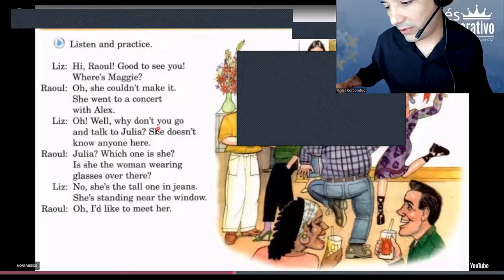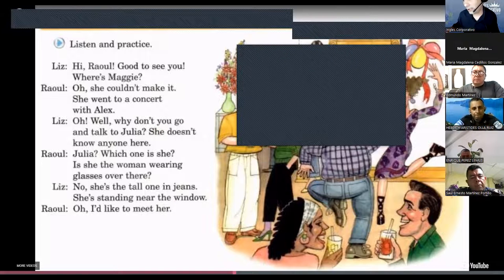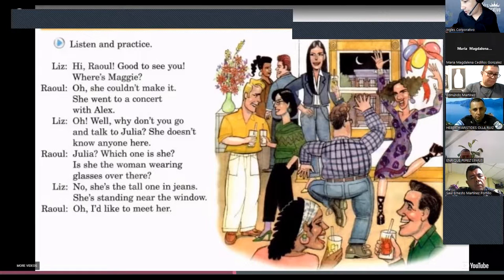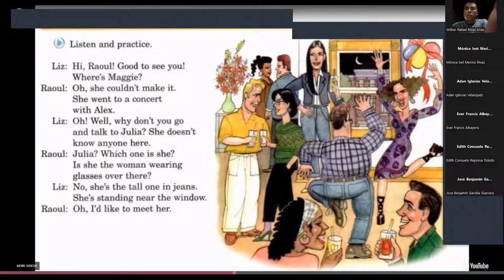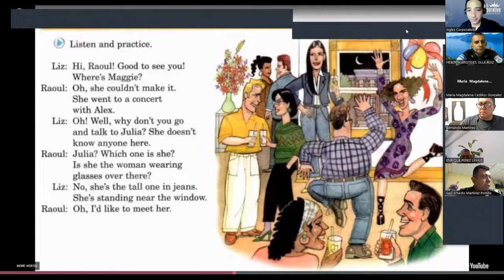Okay, this is what we're going to practice today. I'm just going to do it with a couple. Let's go with Herbert and Wilbur tonight. Herbert and Wilbur, will you? Okay. I am ready. One, two, three, go.